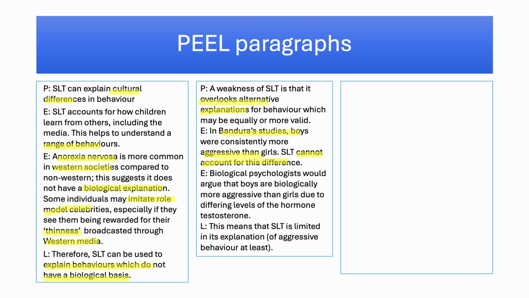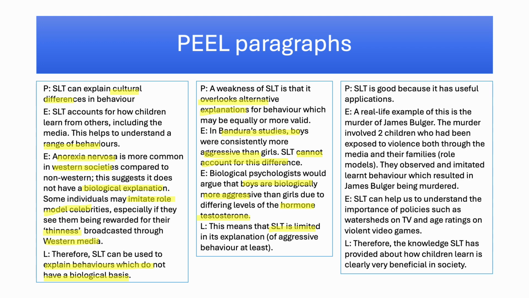Biological psychologists could, however, because biologically, boys might be more aggressive due to the differing levels of testosterone, the hormone that is linked to physical and sexual aggression. So this means social learning theory is limited, at least in its explanation of aggressive behaviour.